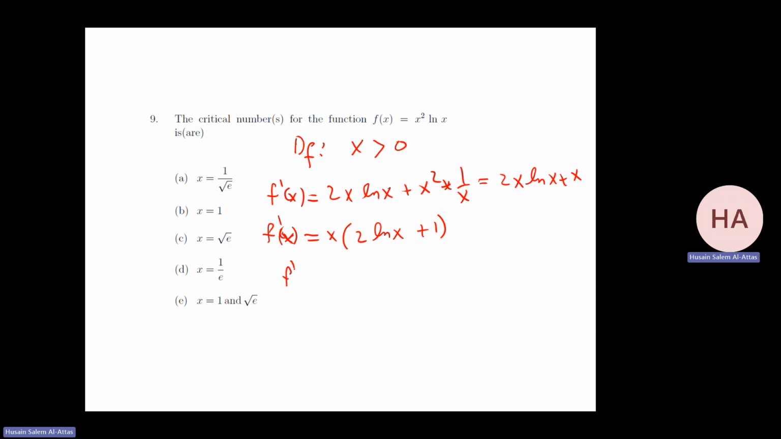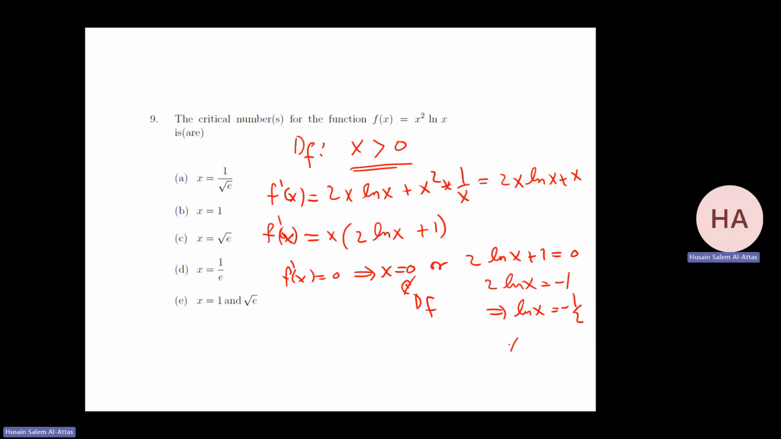So f prime equals 0. That implies I have x equals 0 or 2 ln x plus 1 equals 0. This x equals 0 does not belong to the domain of f. The domain of f is strictly greater than 0. This one, we just solve it. I have 2 ln x equal minus 1, so ln x equal minus half. Take e, so x equal e to the minus half, in other words, 1 over square root of e. Belongs to the domain? Yes, it belongs to the domain of f.